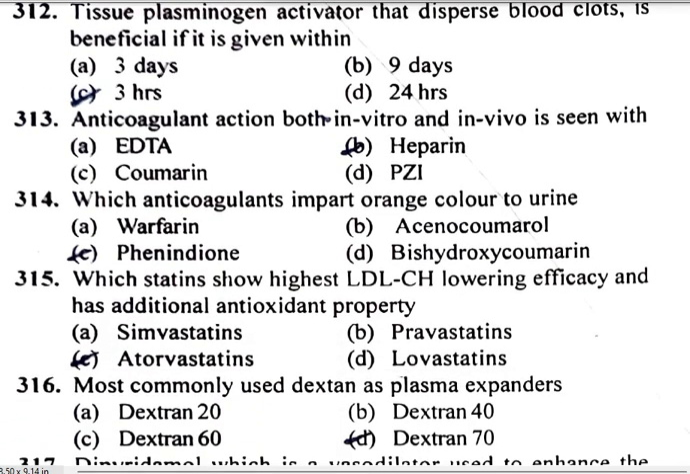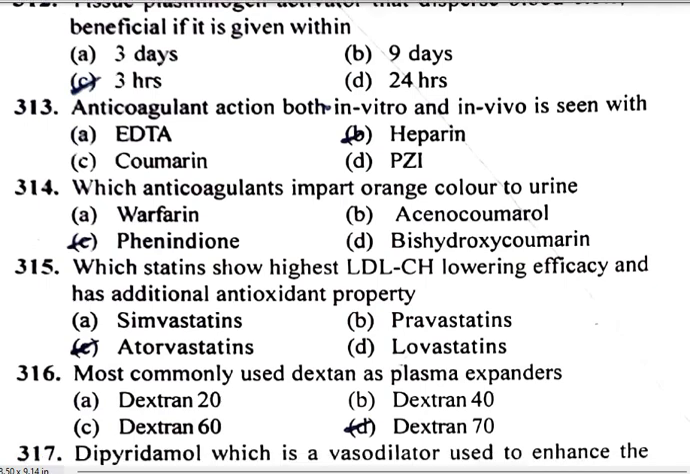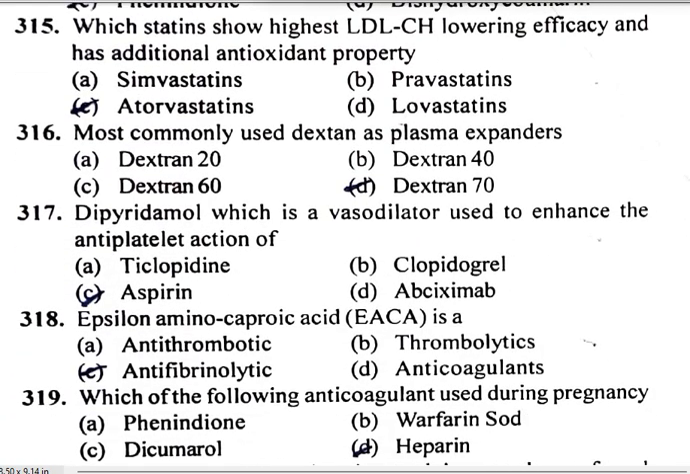Which statin shows highest LDL cholesterol lowering efficacy and has additional antioxidant property? That is atorvastatin. Most commonly used dextran as plasma expander is dextran 70. Dipyridamole, which is a vasodilator, is used to enhance the antiplatelet action of aspirin. Epsilon aminocaproic acid is an antifibrinolytic.